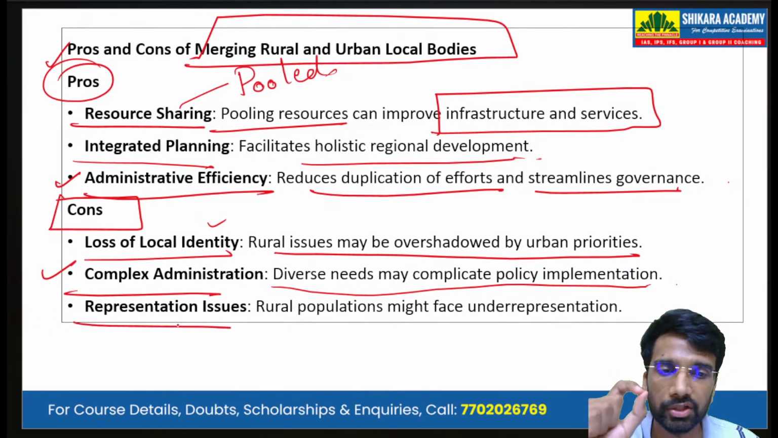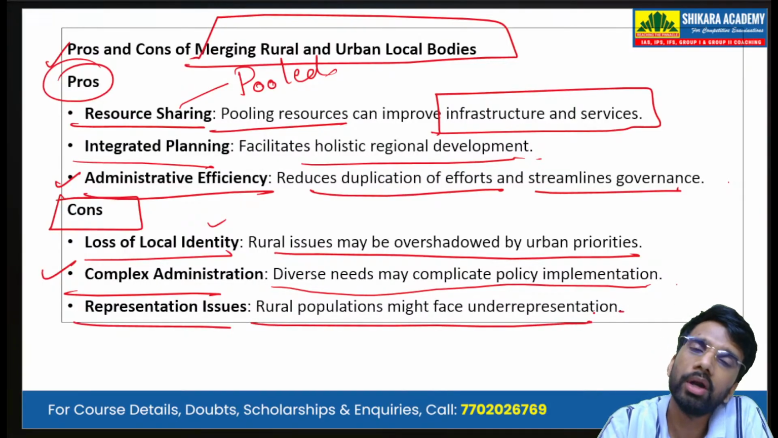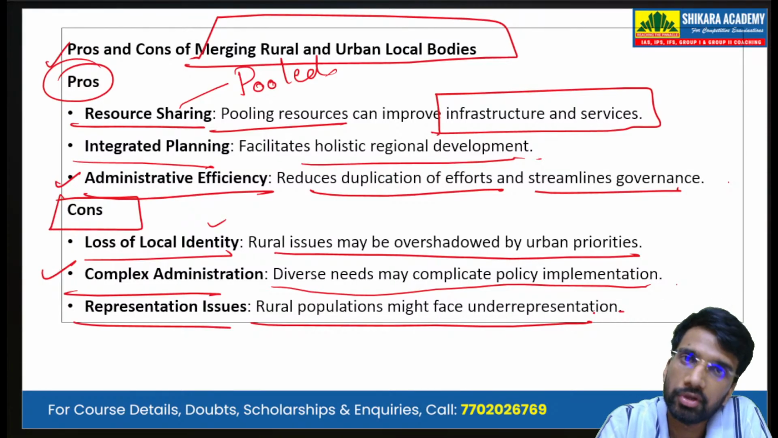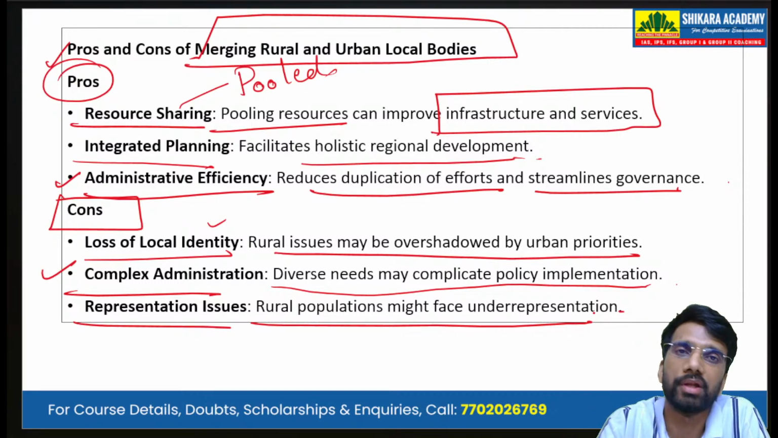Then there will be a representation issue. The rural population might face underrepresentation because more and more people are now living in the urban areas. So a situation might arise that the rural population may feel that they are being underrepresented.